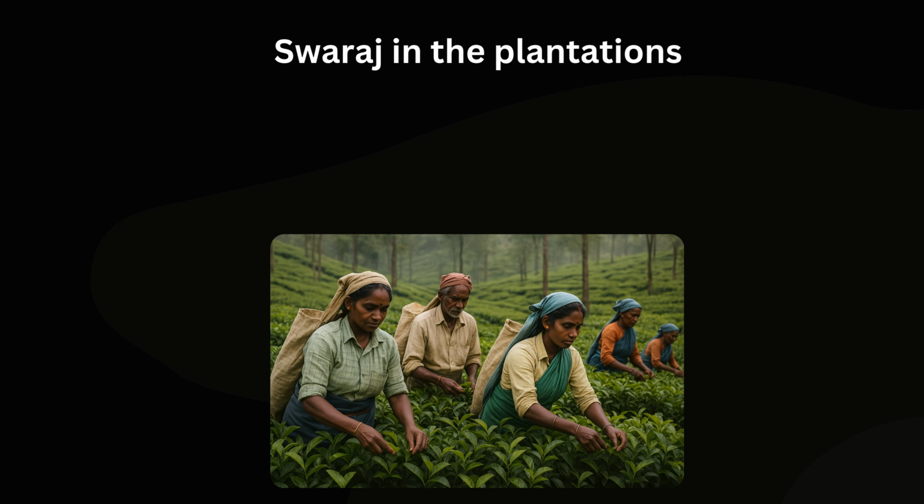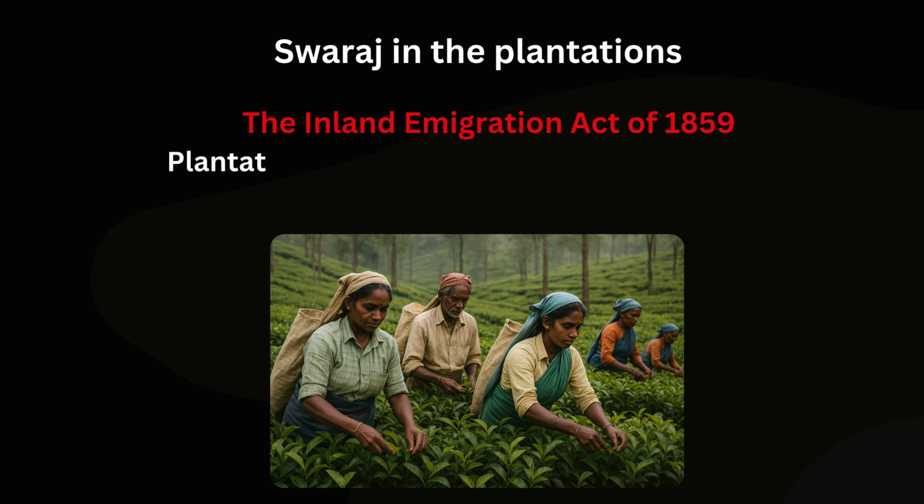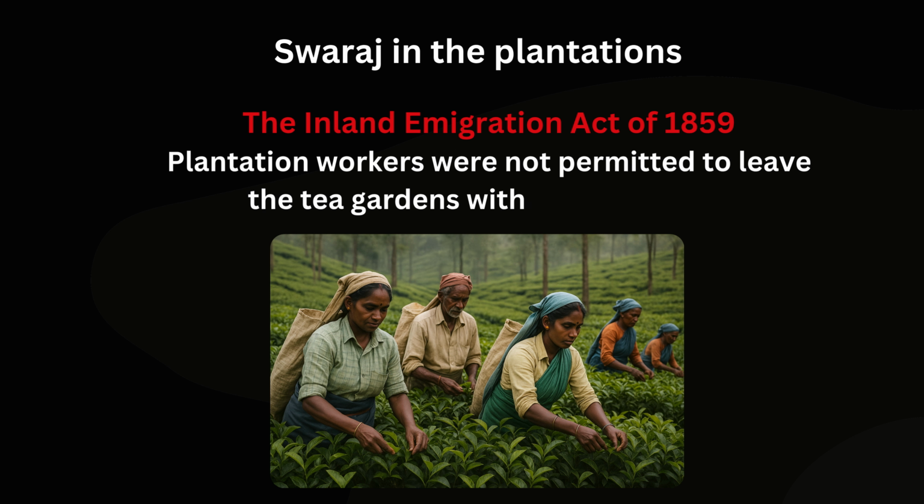Now, similarly, plantation workers too had their own understanding of Mahatma Gandhi and the notion of Swaraj. Under the Inland Immigration Act of 1859, plantation workers were not permitted to leave the tea gardens without permission. And in fact, they would rarely give such permission.